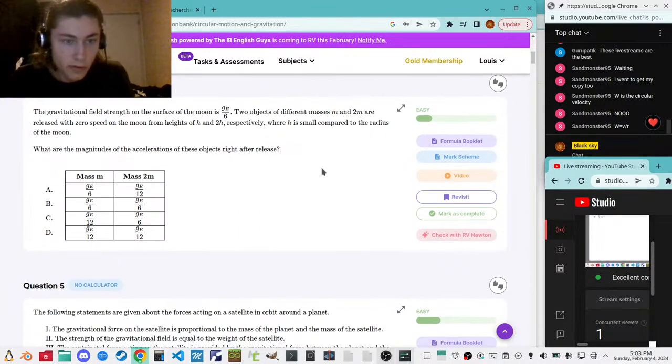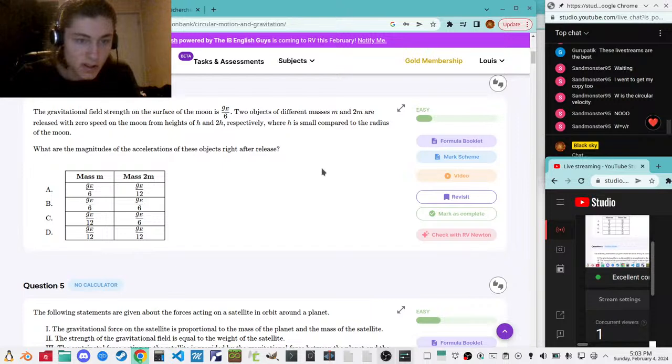Question 4. The gravitational field strength on the surface of the moon is this: two objects of different masses, m and 2m, are released with zero speed on the moon. From heights h and 2h respectively, where h is small compared to the radius of the moon. What are the magnitudes of the acceleration of these objects right after release?